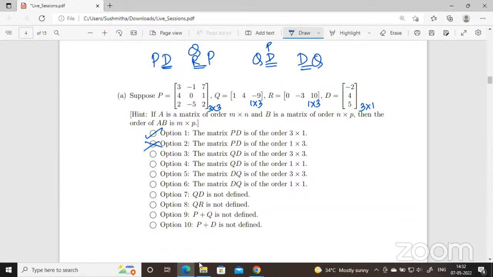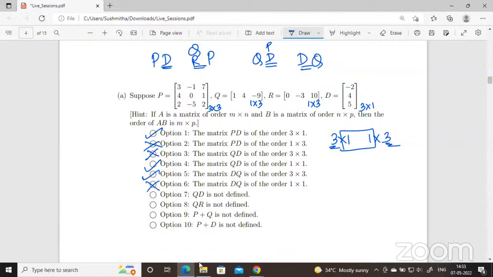QD. What is the order of QD? 1 by 1. 1 cross 1. Okay, not 3 cross 3. It's 1 cross 1. And DQ? 3 by 3. 3 cross 3, ma'am. D is 3 by 1, Q is 1 by 3, so DQ is 3 by 3.